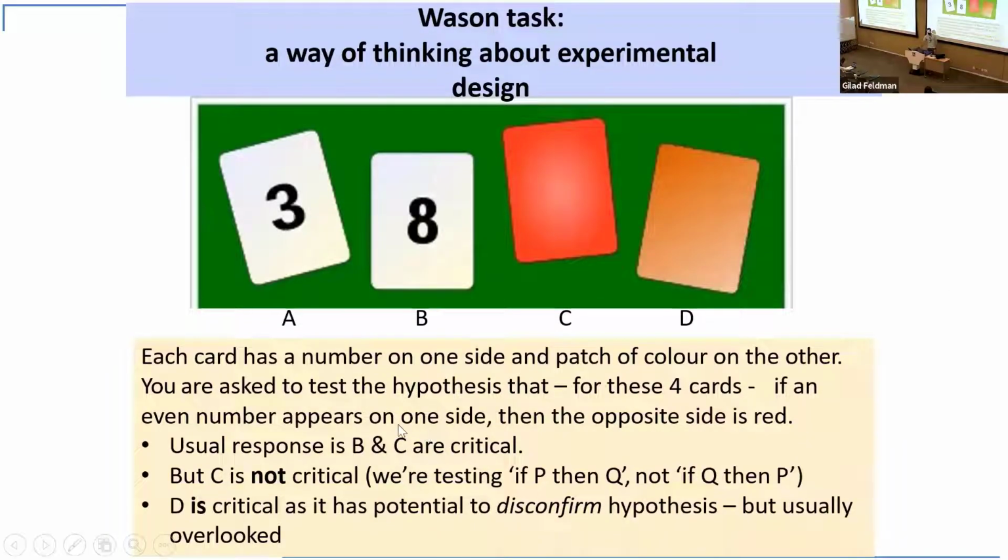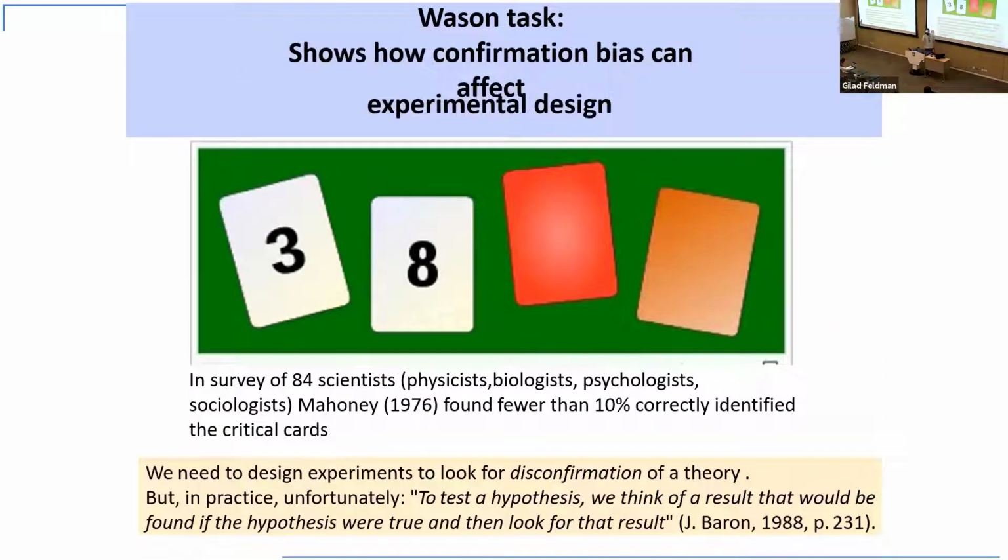In this kind of thing, usually people go for B and C, but that actually does not tell us as much as D, which is critical because it has the potential to disconfirm the hypothesis, but this one is usually overlooked. So if you turn this and it has an even number, then you know that there's a problem, right? You can come back to this.